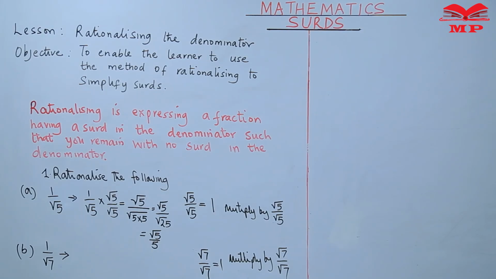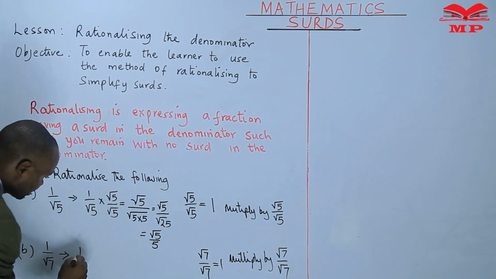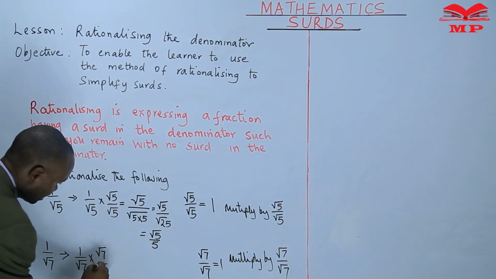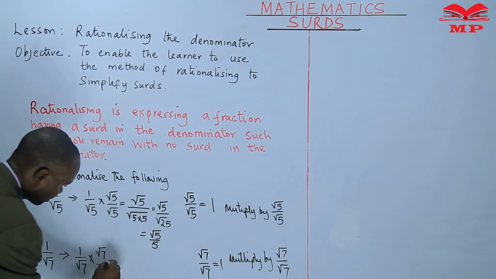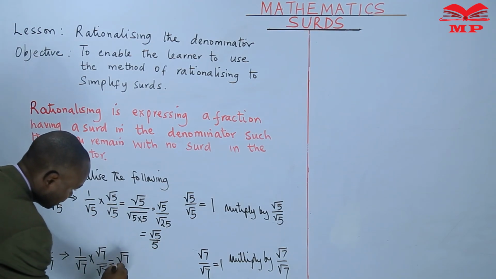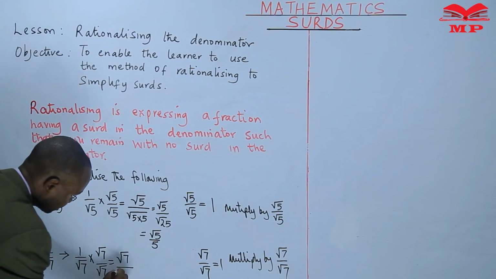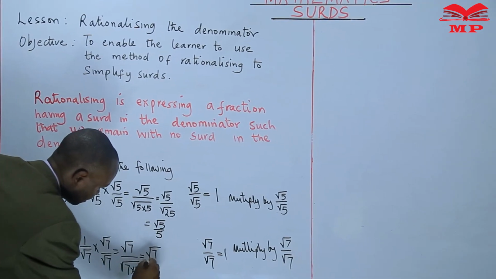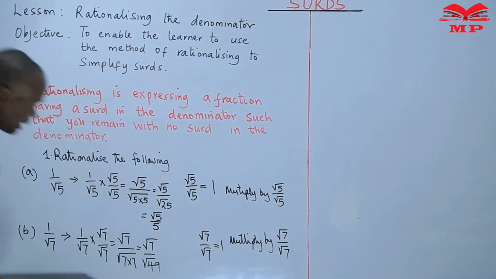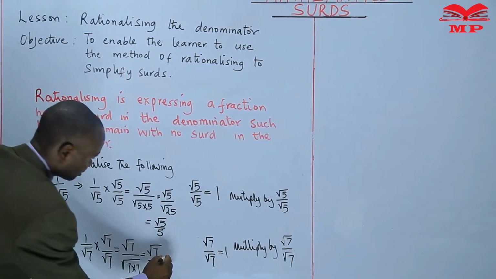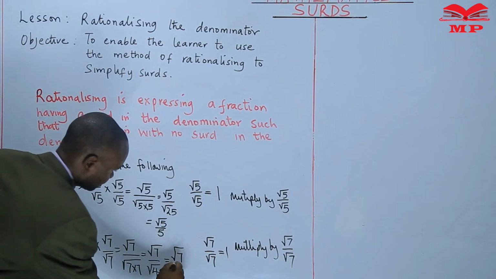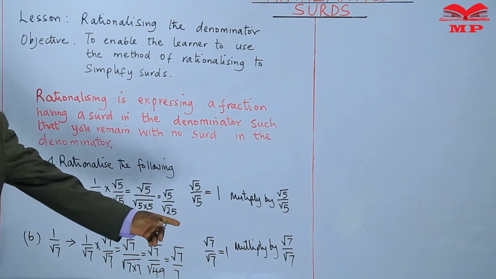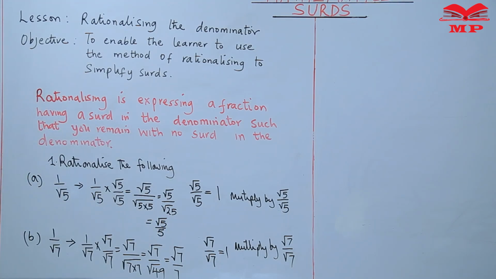You are not changing it. That's why they say you are rationalizing. So it will be 1 over square root of 7 times square root of 7 over square root of 7. It will become square root of 7 over square root of 7 times 7, which becomes square root of 7 over square root of 49, which finally comes to square root of 7 over 7. You finally rationalized that. You see what is happening? But we shall look at a second example.